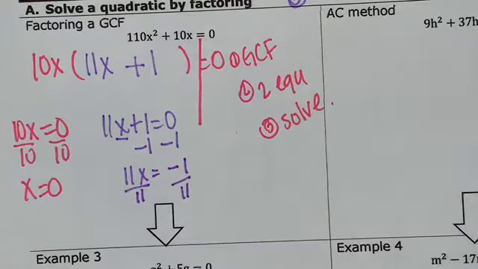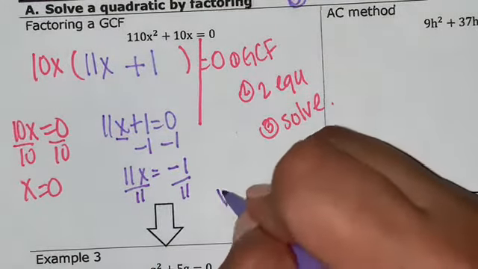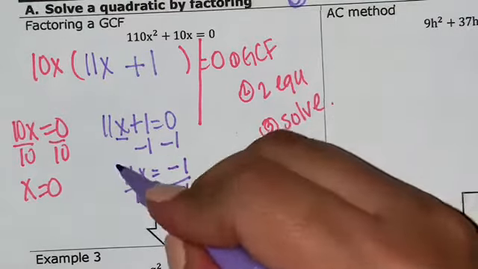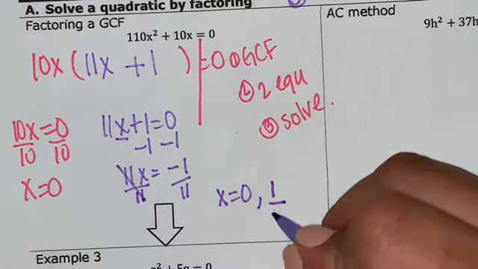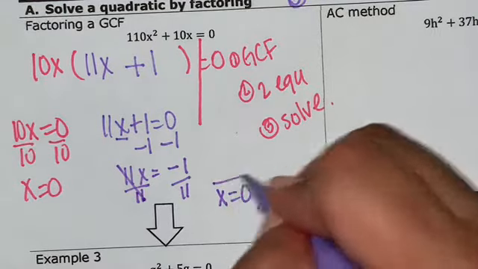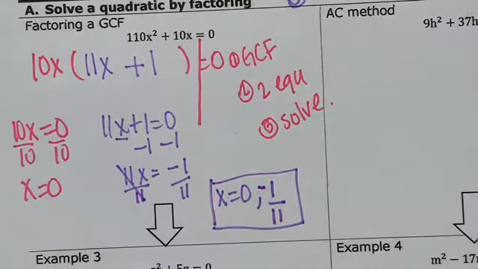And then your solutions are going to be x equals 0. Remember those cross out. Comma, 1 over 11, and that's a negative number. And either one of those is your solutions. Okay, let's look at example 3.